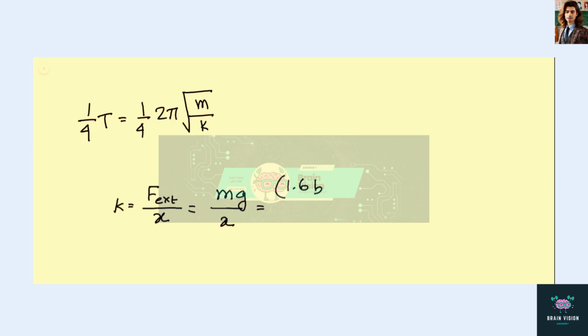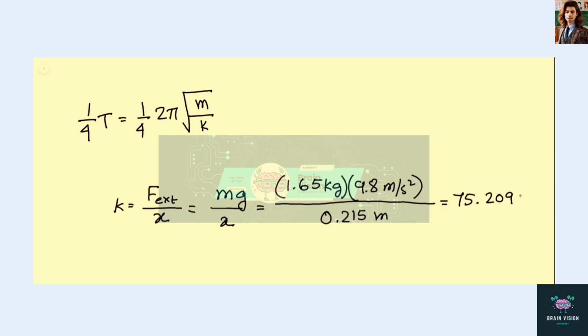Now we know that m is 1.65 kg, g is 9.8 meters per second squared, and we can divide that by x, which is 0.215 meter. Combining this, we get the spring constant as 75.209 newtons per meter.